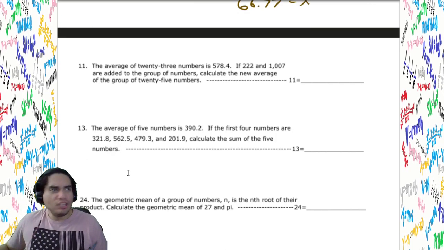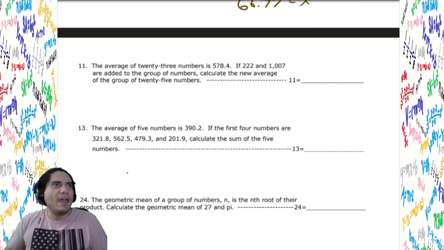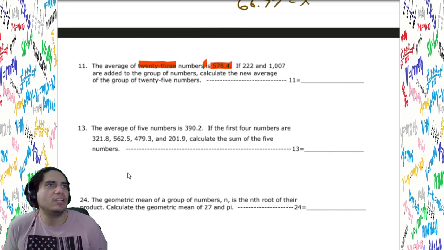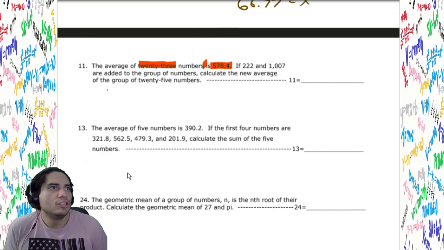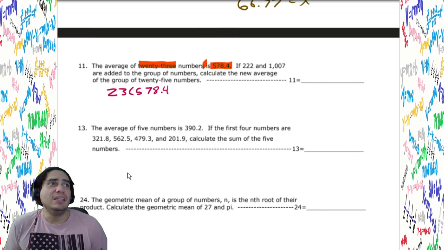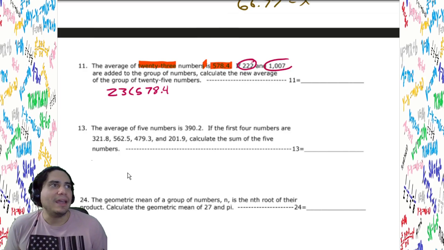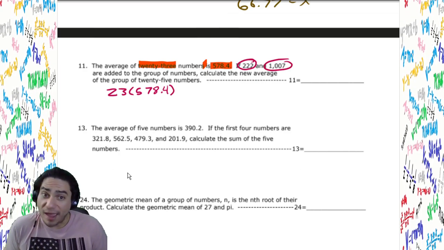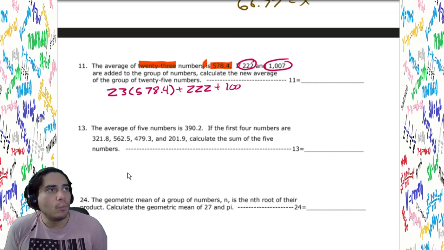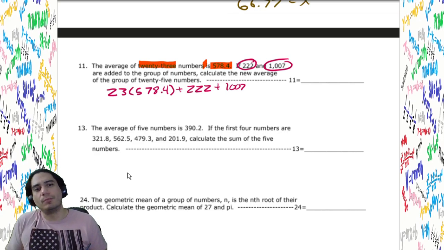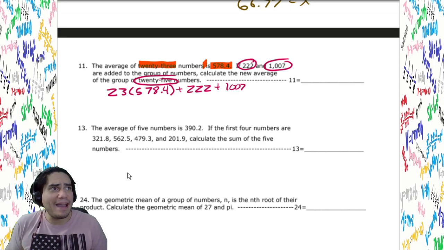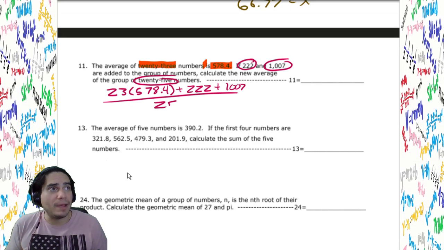All right, here. We got the average of 23 numbers is what? Average of 23 numbers is 578.4. Okay, so let's go ahead and do it. We got 23 numbers, so we're going to do 23 times 578.4. If 222 and 1007 are added, so we're going to add those numbers, plus 222 plus 1007 is added to the group of numbers. Calculate the new average of the 25 numbers. So we're going to get all that, divide by 25.